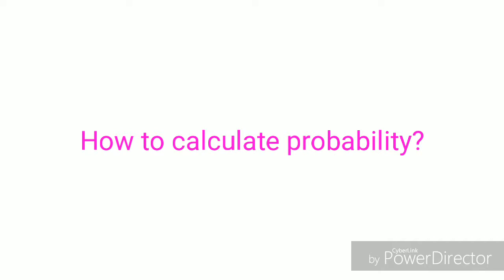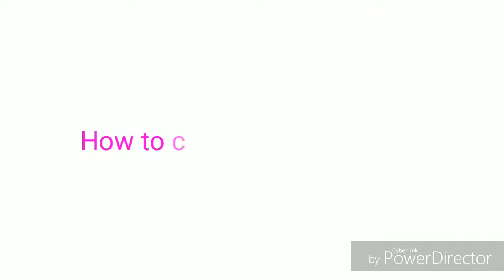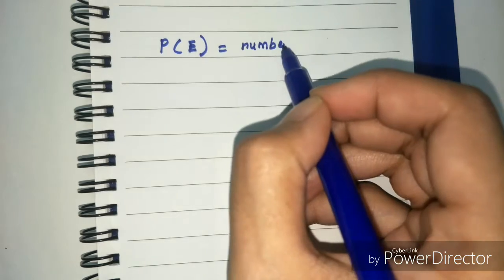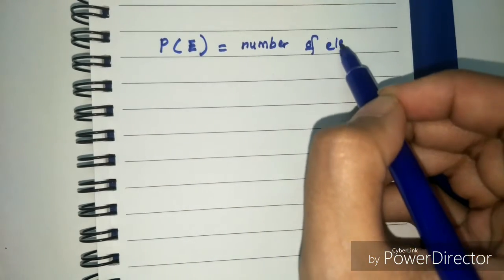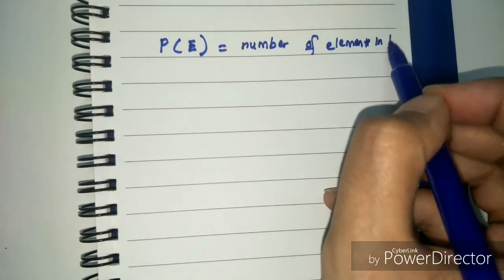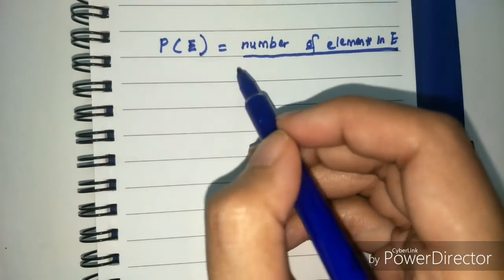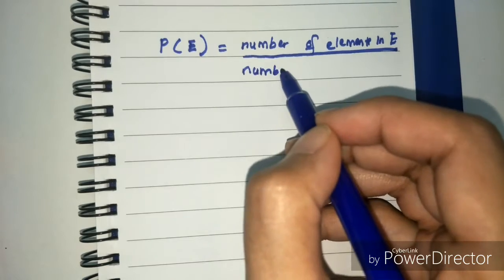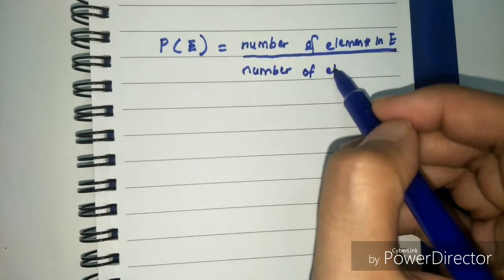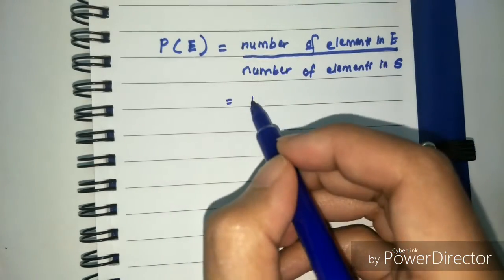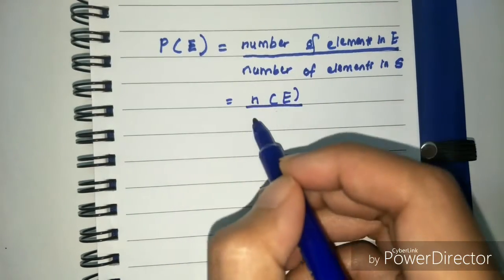Now, how do we determine the numerical probability that an event will occur? The probability of event E occurring is the number of elements in E divided by the number of elements in S. But this is only true if all outcomes are equally likely, or have the same chances to occur.